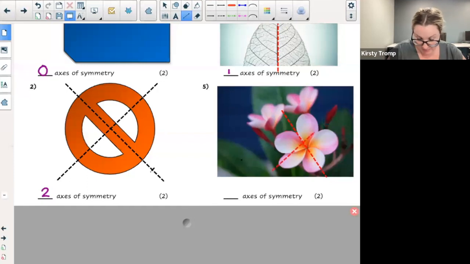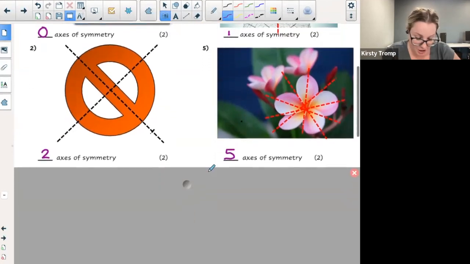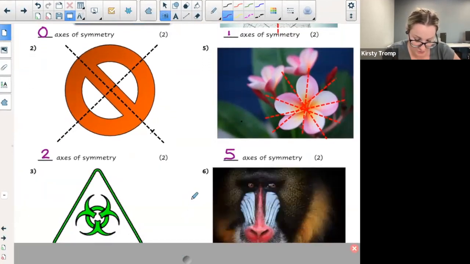So I've definitely got a line of symmetry going that way, another going that way, another going that way, and one final line of symmetry going that way. So altogether, 1, 2, 3, 4, 5 lines of symmetry. Can you see how even in nature, we have things called lines of symmetry? Beautiful. All right, last 2 for tonight.